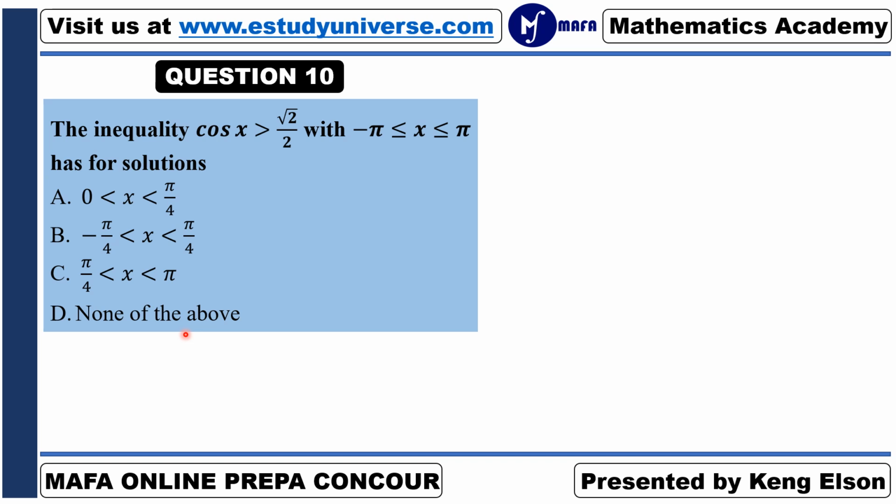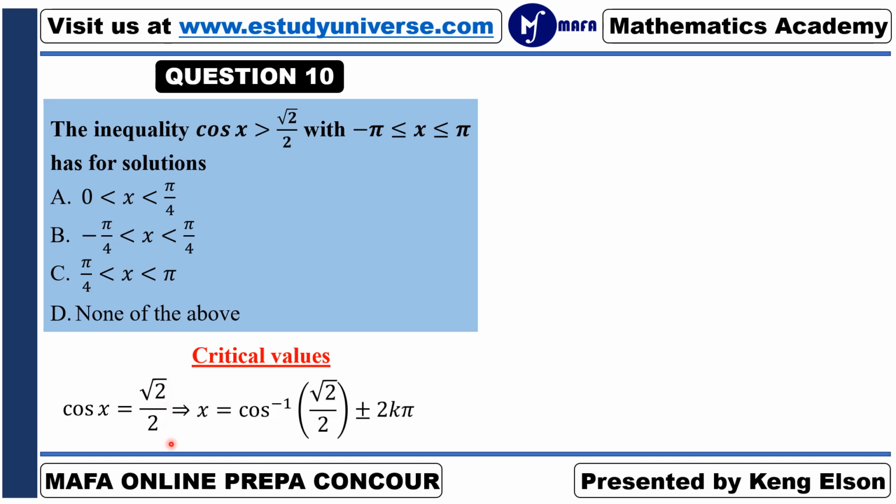Okay, so to always solve inequalities, we start by finding the critical values if possible. So here we have a trigonometric inequality. So we need to first of all find the critical values. And the critical values are the points of intersection of the cosine function and the function root 2 on 2. So basic trigonometry, we need to find the principal value and we add it to 2k pi since we need a general solution before deducing the specific solutions in the interval given.